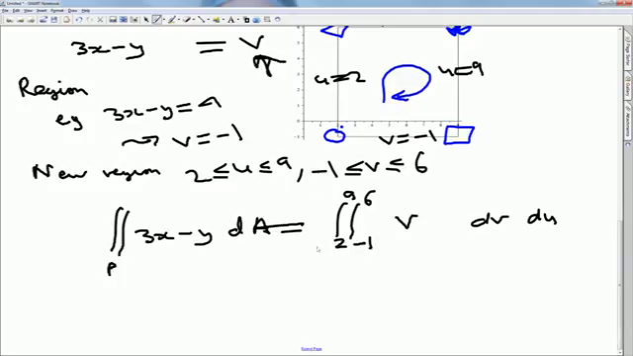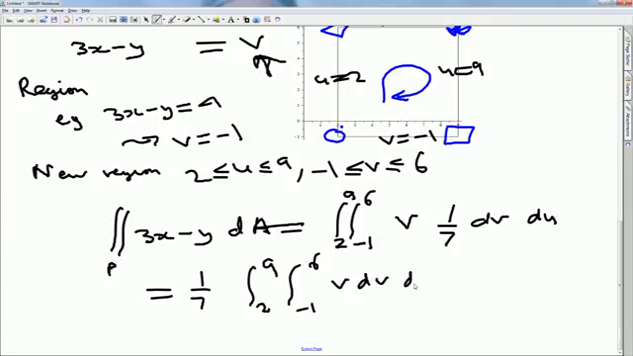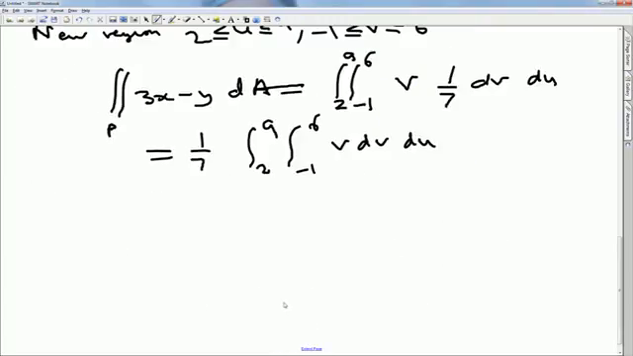And the differential dA becomes the Jacobian, 1/7, times the new dv du. And that's equal to 1/7 integral from 2 to 9, integral from -1 to 6 of v dv du. And because it's rectangular, not a very complicated expression here, you could do it by direct integration in a fairly straightforward fashion, which I encourage you to do. And that's perfectly fine to do. Just want to show a different trick for it though.